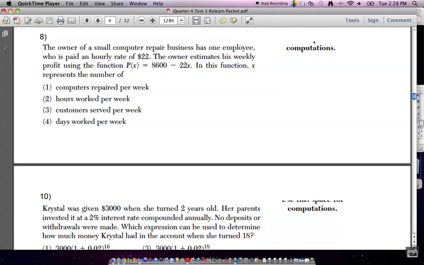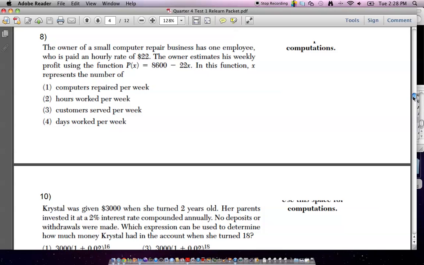Ready? The owner of a small computer repair business has one employee who is paid an hourly rate of $22. The owner estimates his weekly profit using the function p(x) = 8,600 - 22x. In this function, x represents, well look, it's an hourly rate of $22. So x has to be the number of hours so that you can multiply it by 22 and then subtract it from the 8,600. So it's the hours worked per week.